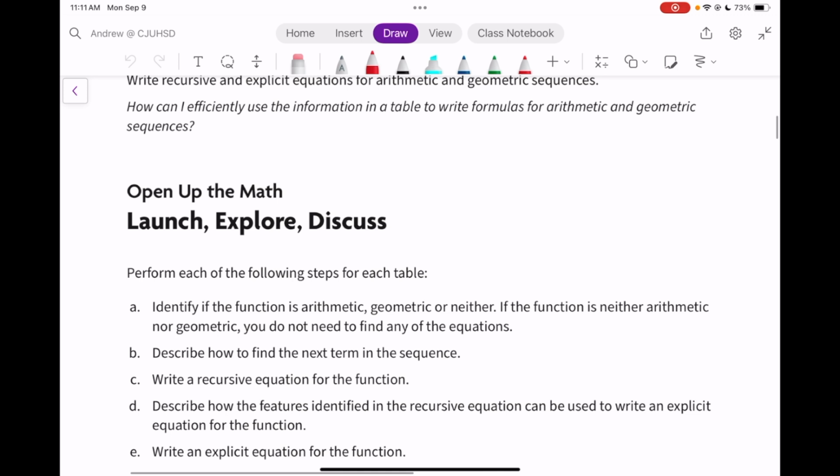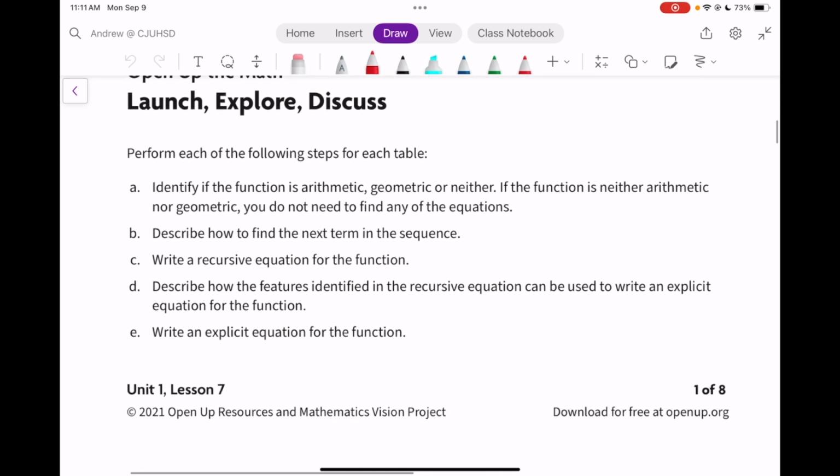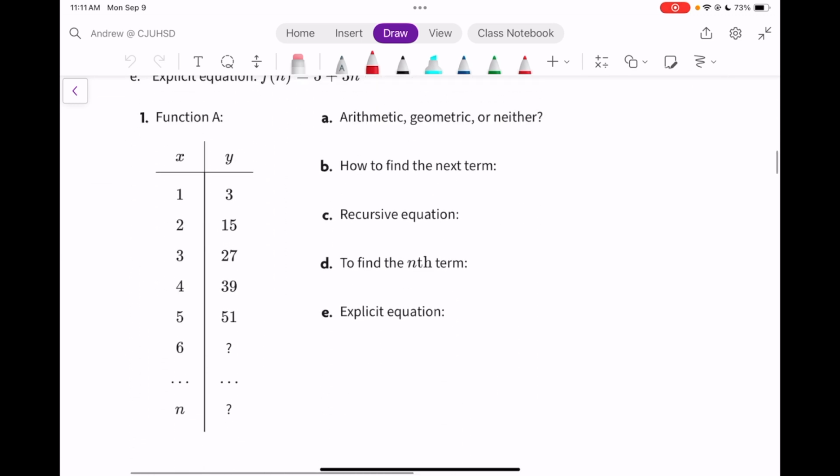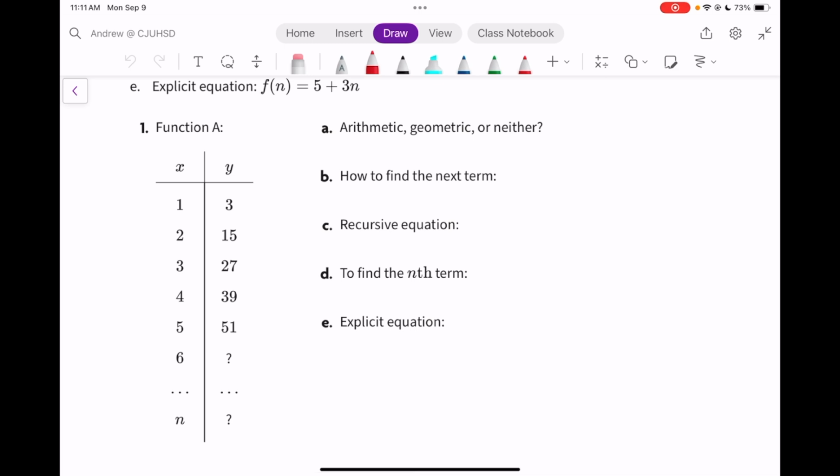So in these problems in the Launch, Explore, Discuss, we're going to be finding in words and in symbols the equations for arithmetic, geometric. They're going to throw in a neither on one of these. It's neither arithmetic or geometric. So after the first example, let's go ahead and look at number 1. I'm going to be just writing the recursive and the explicit on these.